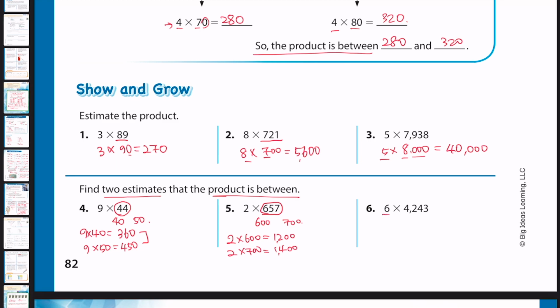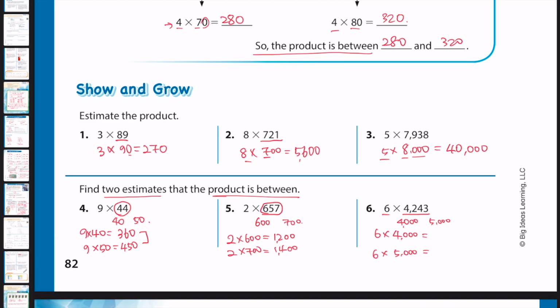Now take a look. 6 times what? This number is between 4,000 and 5,000. So I'm going to say 6 times 4,000 and 6 times 5,000.